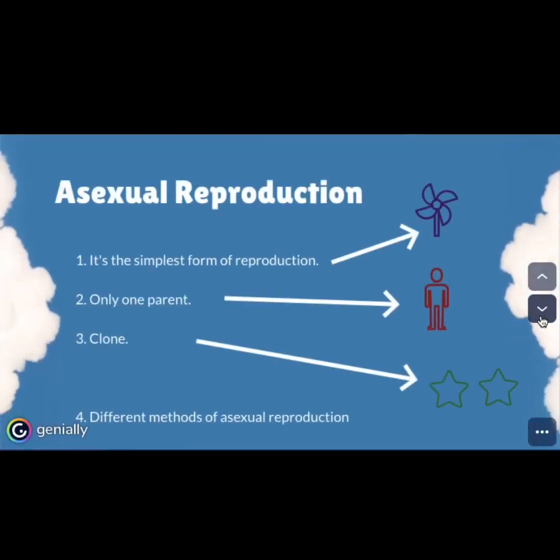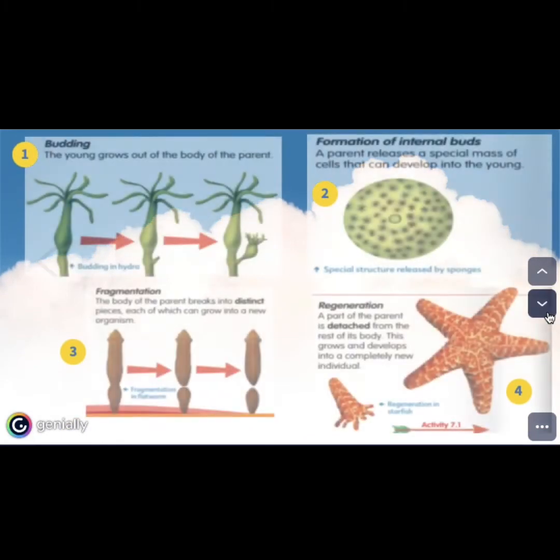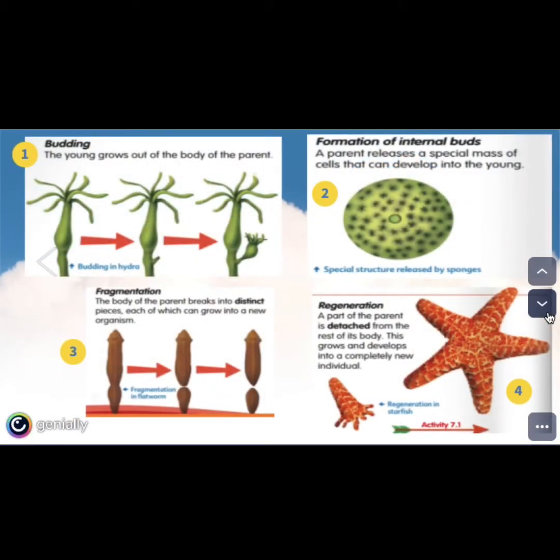Asexual reproduction is the simplest form of reproduction in the world. Only one parent is needed, and the new baby is a clone of the parent. There are different methods of asexual reproduction. Number 1, budding. The process of budding is when the young grows out of the body of the parent. In this picture, we can see a hydra, and a new member is growing from the side of the hydra.